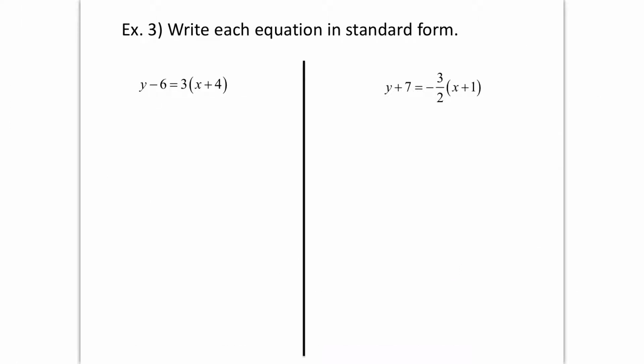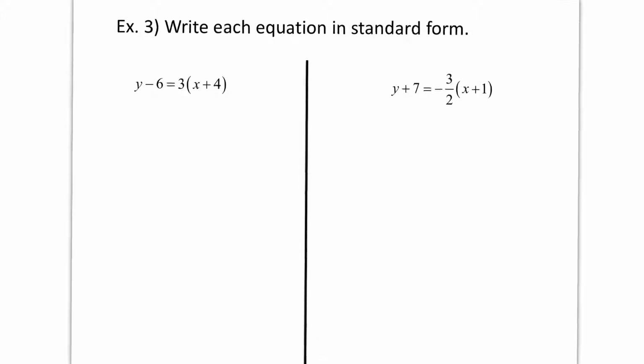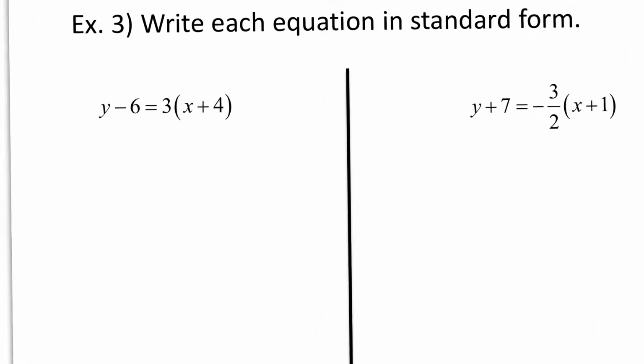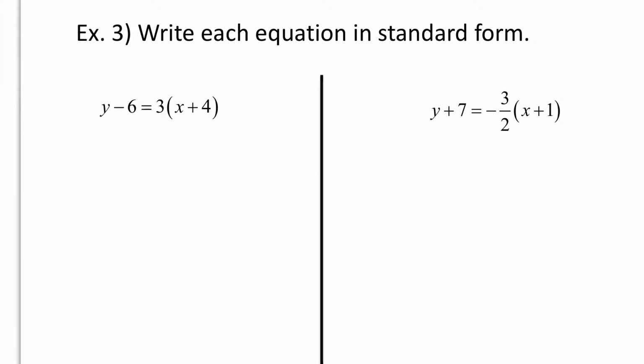So you guys see these two forms right here. On the left side, you have y minus 6 equals 3 times the quantity of x plus 4. And on the right side, you have a fraction, y plus 7 equals -3 over 2 times the quantity of x plus 1. Well, first, let's go ahead and check what we need to find.